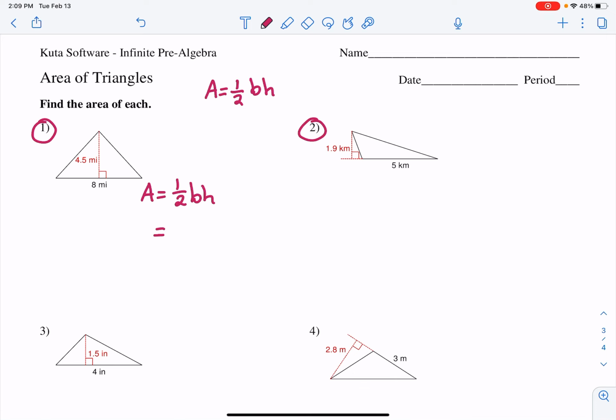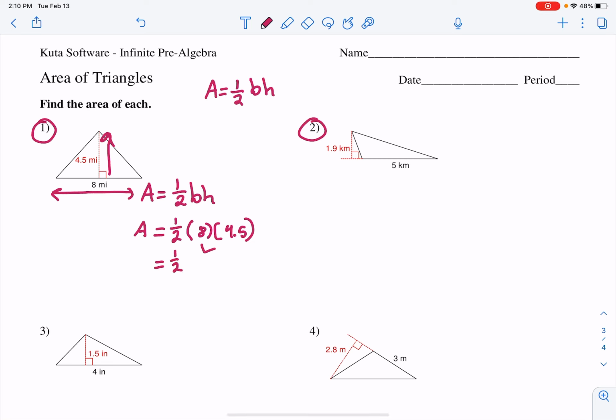All right, my second step is to substitute the numbers in for the letters. So I'm going to rewrite A equals 1/2 times the base, which is 8. This is our base here. And our height, which is 4.5. As always, if there are more than 2 numbers on the shape, then you're going to look for this right angle right here to give you your base and your height. All right, now I've substituted in my numbers.